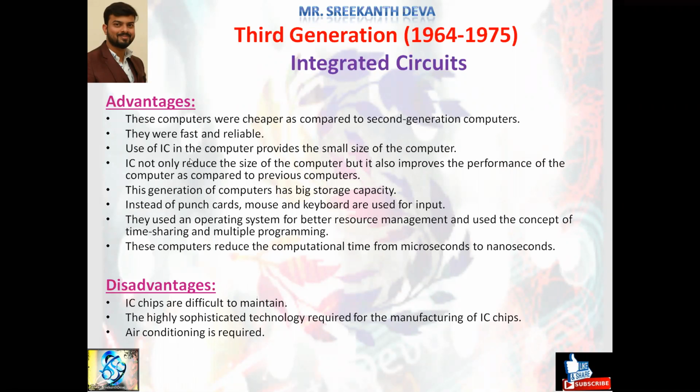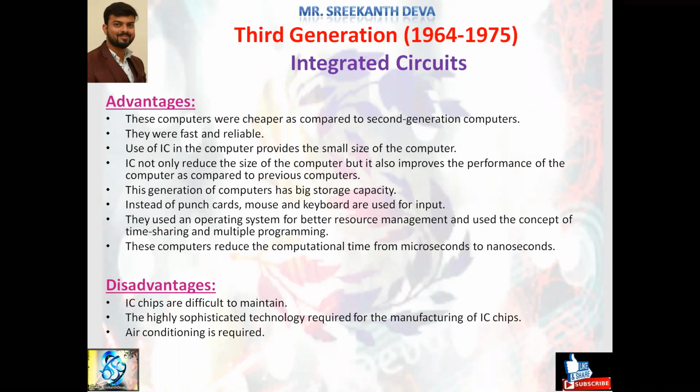Here ICs, integrated circuits, were introduced, providing a small size for the computers compared to previous generations. This generation of computers had big storage capacity, improved secondary storage devices, and improved peripheral devices like input and output devices such as keyboard, mouse, and so on. These computers also improved computational time, in microseconds and nanoseconds.